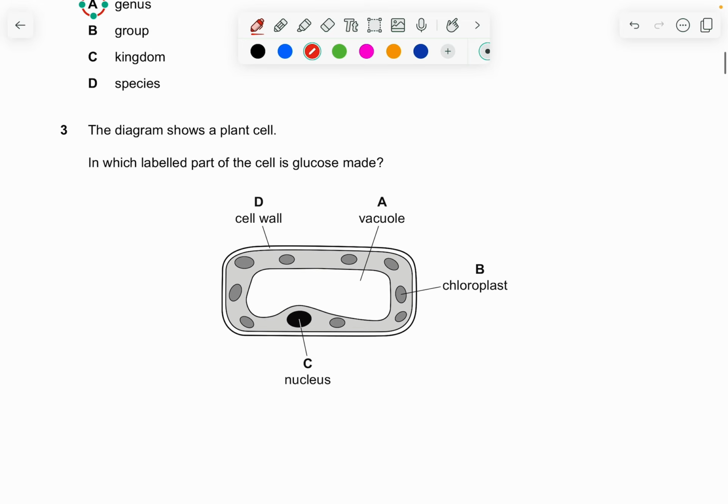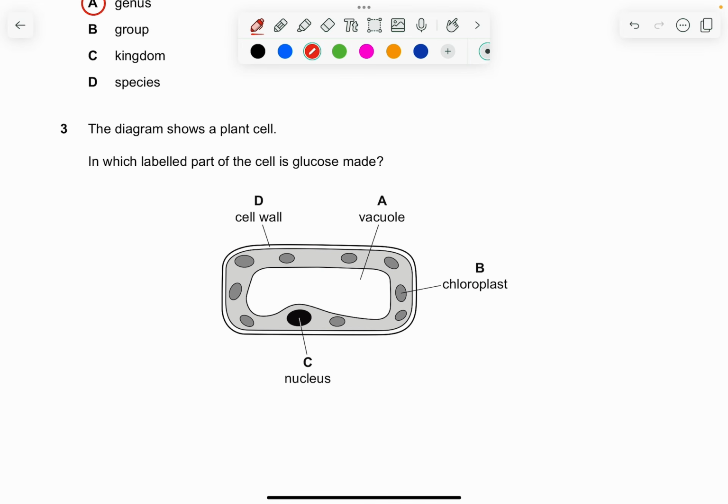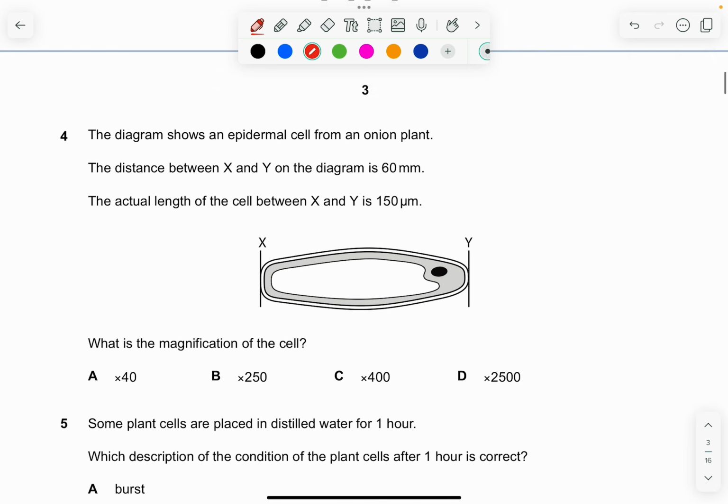Okay. The next question. Question 3. The diagram shows a plant cell. In which labelled part of the cell is glucose made? So glucose is a product from photosynthesis. So it's very important that you need to know where glucose is being made. So the only place is the chloroplast. So B is the correct answer.